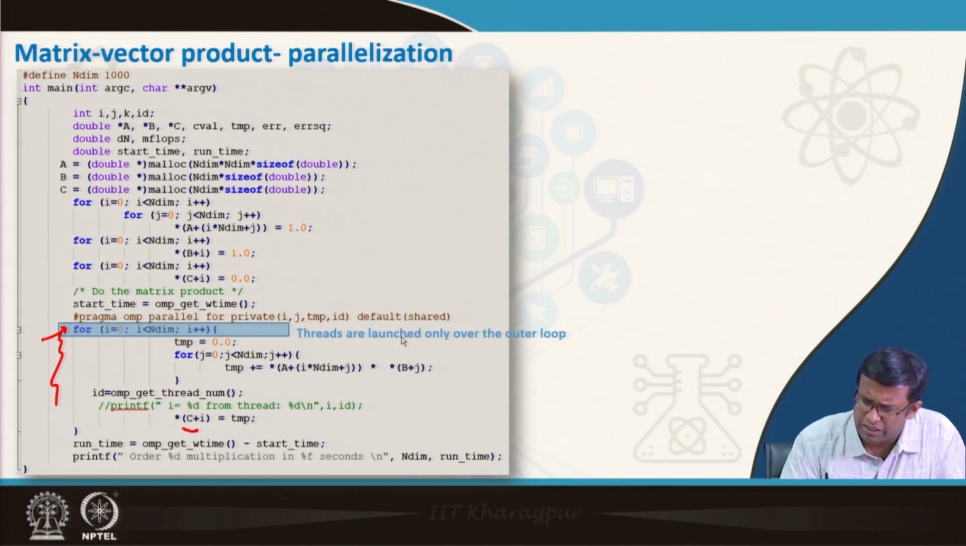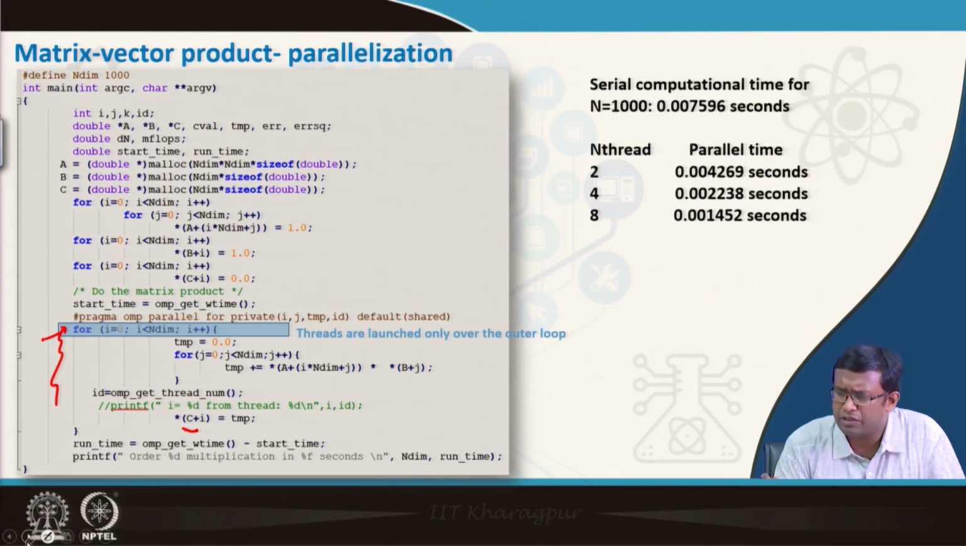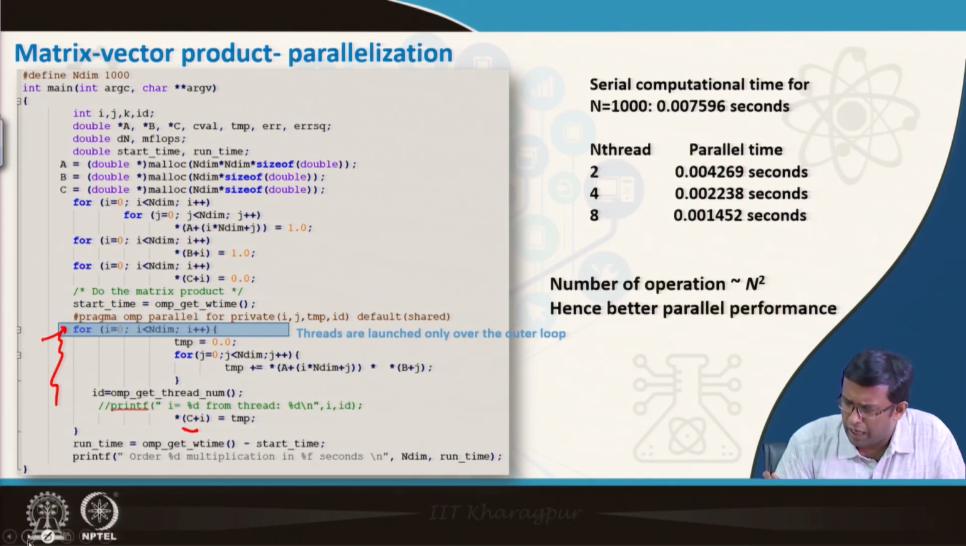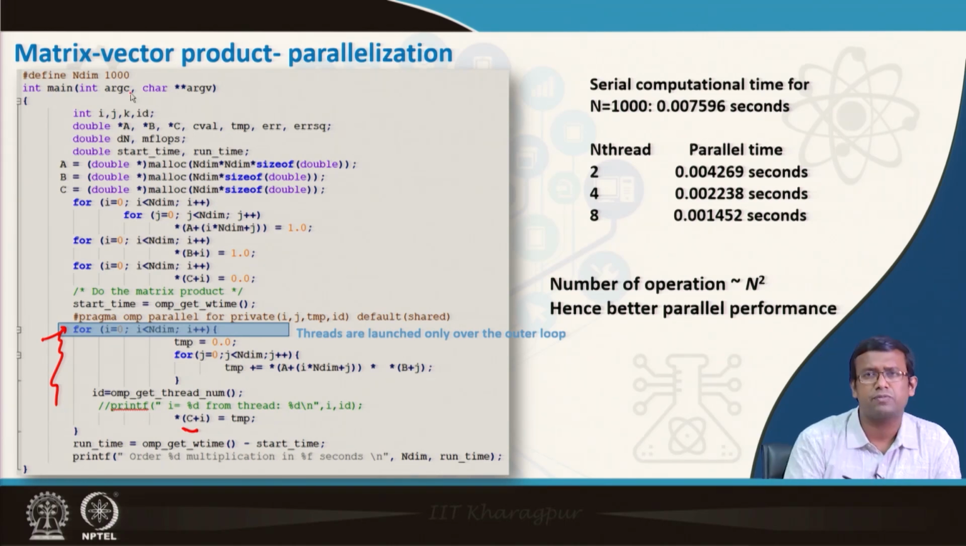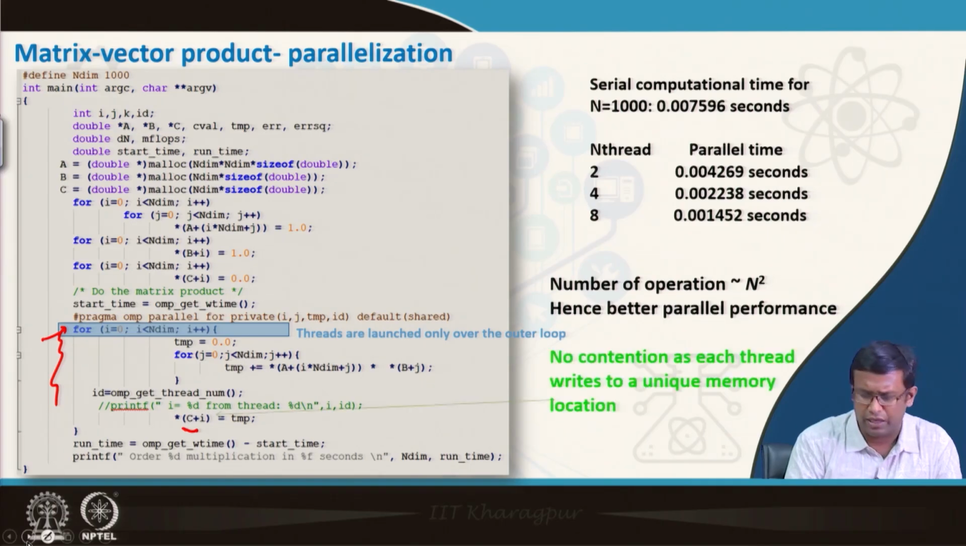Well, so threads are launched only over the outer loop, and if we see the serial computing time, which is 7.5 into 10 to the power minus 3, the parallel computing time improves as we increase the number of processors; the computing time reduces. As the number of operations is of the order of n square, the total tasks are more, therefore we get better performance here. If we increase the size from 1000 to something more, we will get even enhanced performance, and there is no contention because each thread is writing to a unique memory location; they are not trying to update the same memory value.